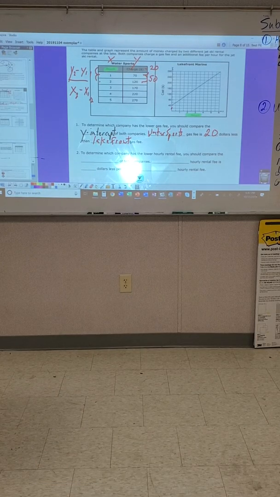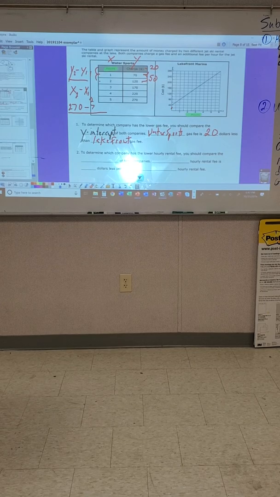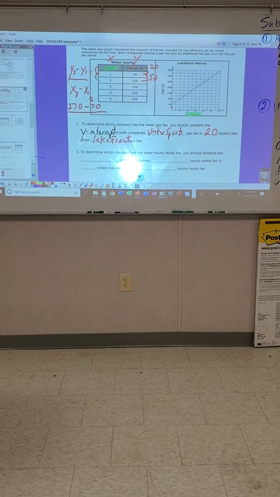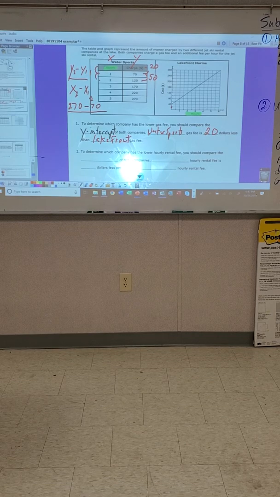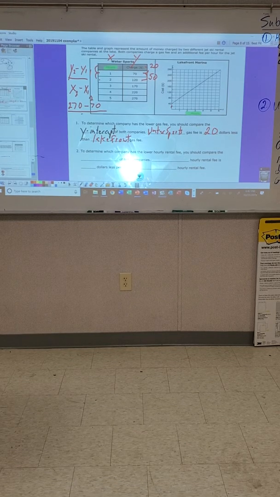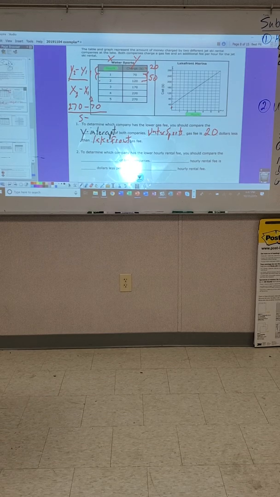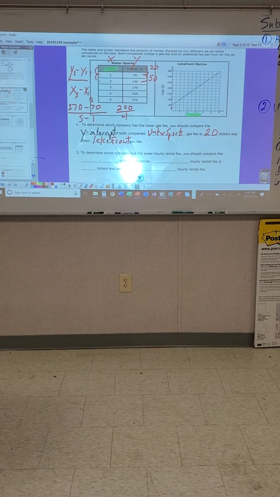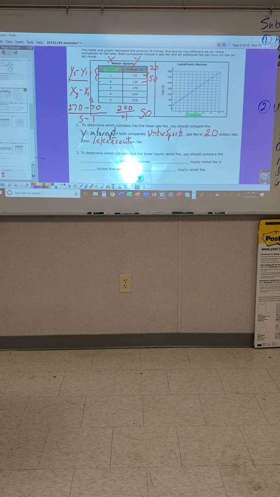Well, my y at the second point is 270. And I'm going to subtract the y at the first point, that's 70. Clean that up a bit. There we go. And then my x at the second point is 5. Minus my x, the first point, is 1. So this gives me 200 over 4. If I reduce that down, I end up with a slope of 50.